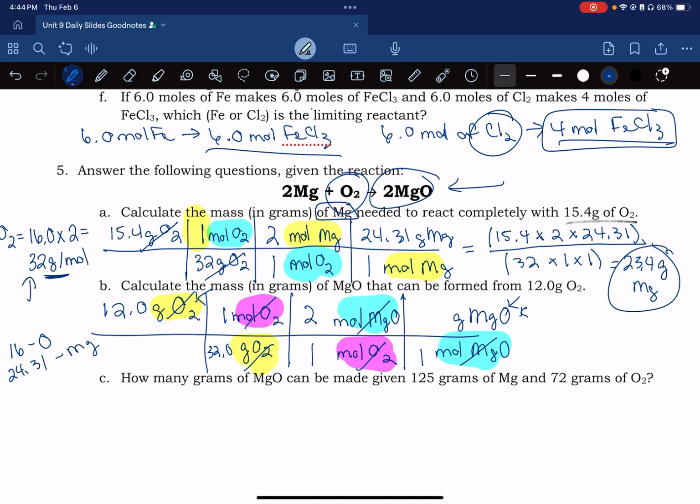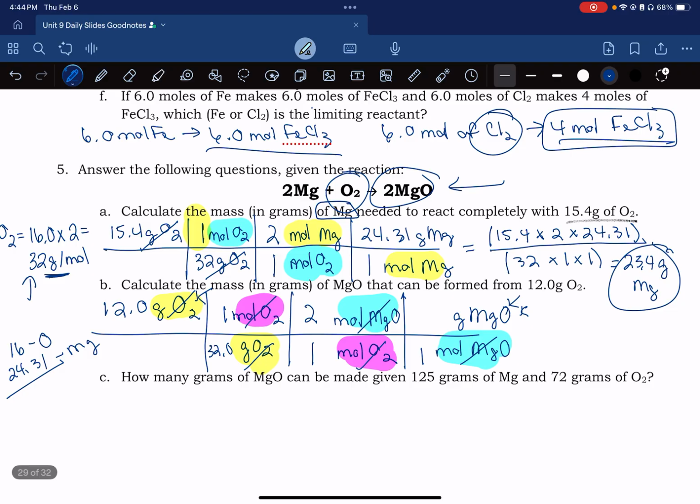Okay, that's magnesium. So when we're calculating molar mass, we just have to account for the number of atoms of each type of element that are in a compound or molecule, and we just add them together. So this is what we have: 16 plus 24.31, is that right? Let's see here. I think that's right. So 40.31 grams of magnesium oxide.